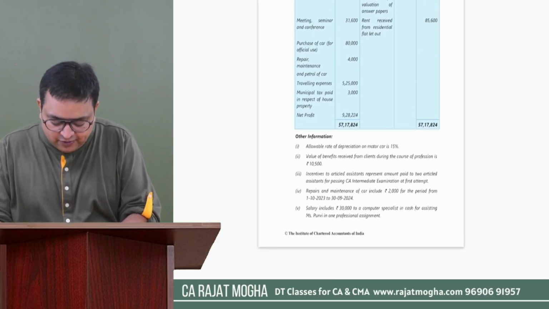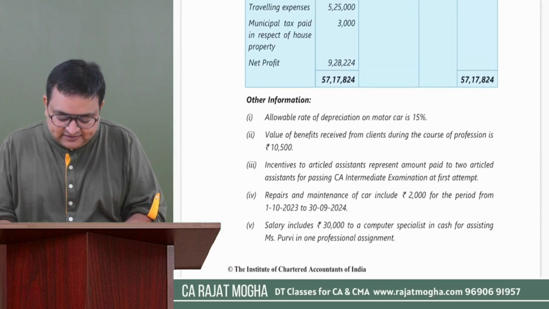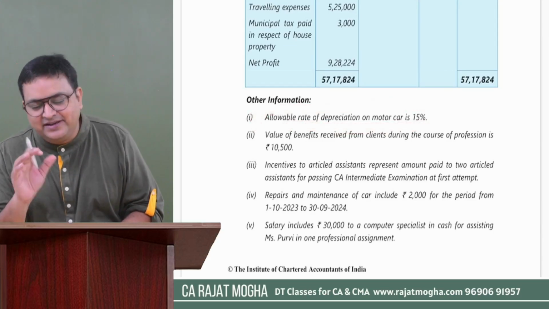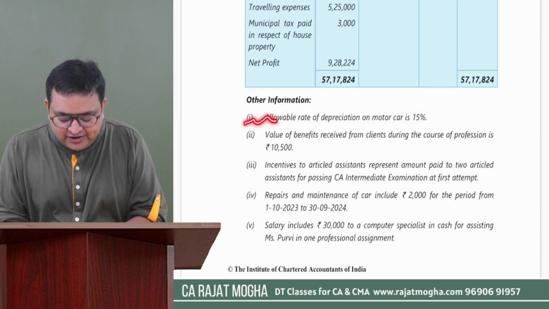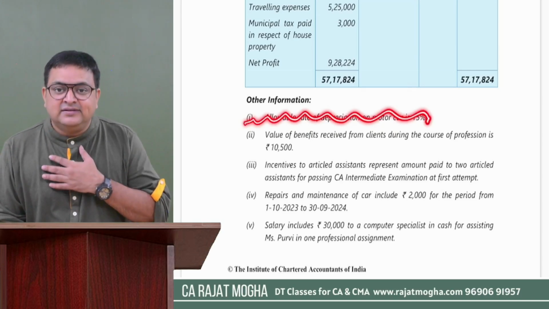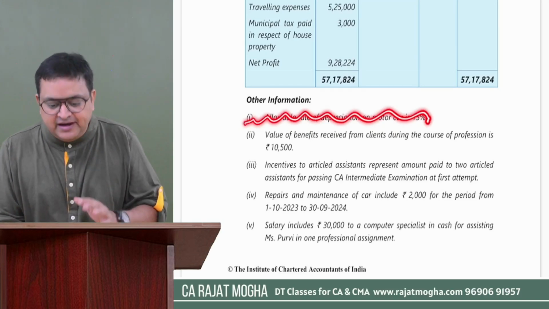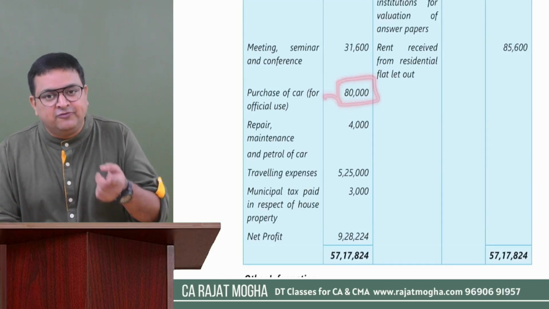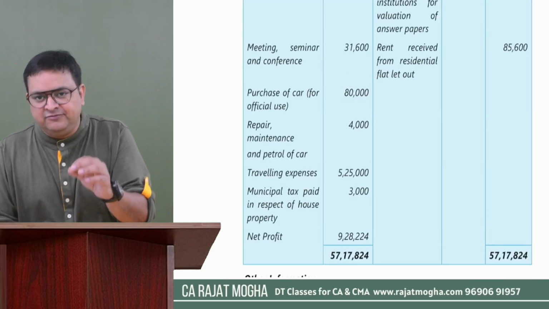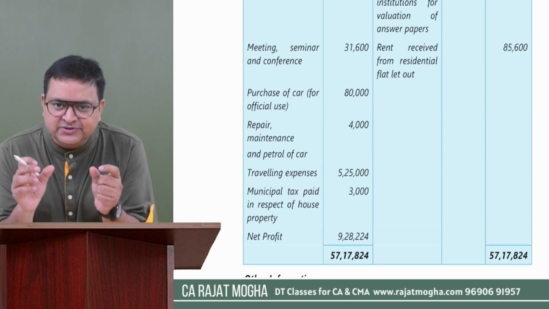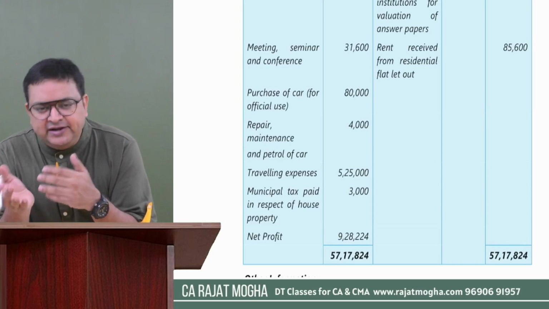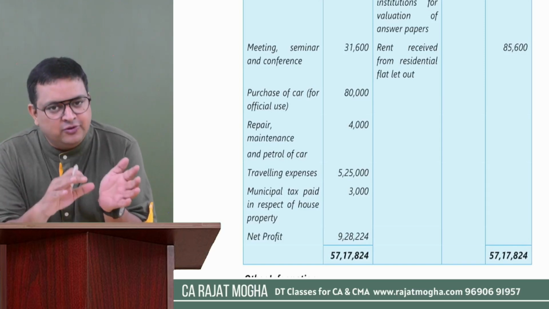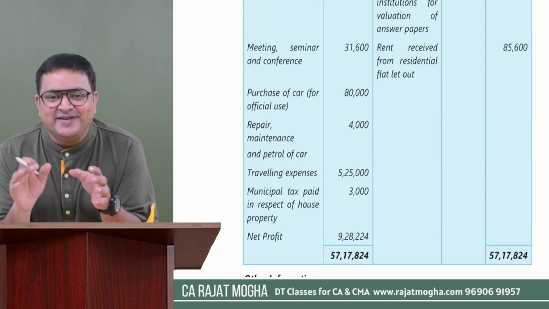Let's come to our other information. So the first information says the allowable rate of depreciation on motor car is 15%. See, they have mentioned it, the rate is 15%. Even if this had not been mentioned, we understand that we have to apply the 15% depreciation rate because these guys have debited the entire amount of capital expenditure. It is not allowed, only the depreciation will be allowed. And there we can write an assumption that it's been used for less than 180 days or more than 180 days. I'll take 180 days or more, in fact. Then we will claim full depreciation.